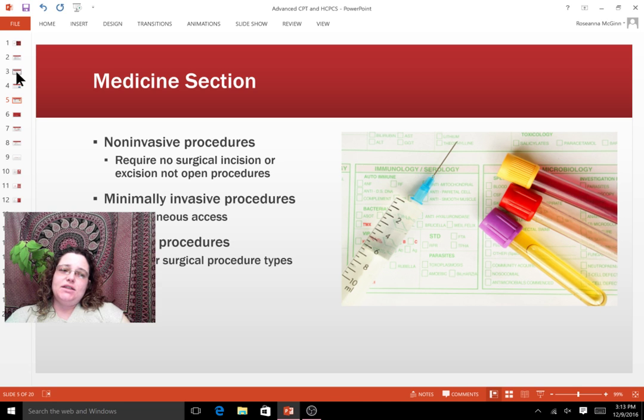So there's also a medicine section. There's non-invasive procedures. They require no surgical incision or excision, and they do not include open procedures. So if it says it's an open procedure, it can't be non-invasive. And then there's minimally invasive procedures. So that would be like a percutaneous access via a needle or a very small cut. And then invasive procedures are you're going into the body full on. And that's pretty much all other surgical types that don't fall into the first two categories.